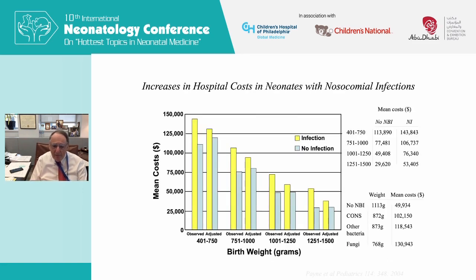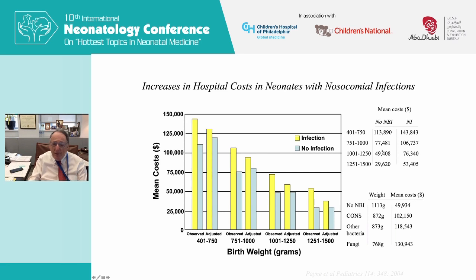This is the best study I've looked at in terms of economics. It's a few years old now, but it looked at the cost of intensive care in babies who have an infection, which is shown in yellow on this graph, versus babies who do not have an infection. And they broke it down to different birth weight groups. You can see that at the bottom, on the x-axis. And we see two sets of bars. One set of bars is observed, and the second set of bars is adjusted for confounding variables. And at almost every birth weight category, babies with infection have a higher mean cost.